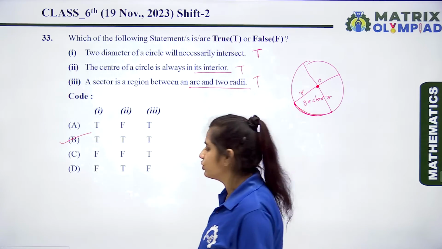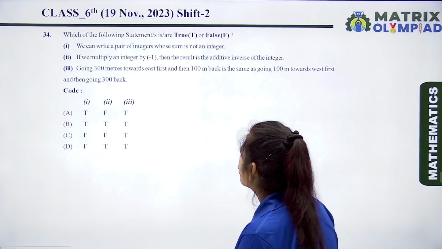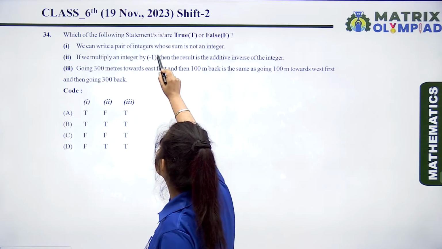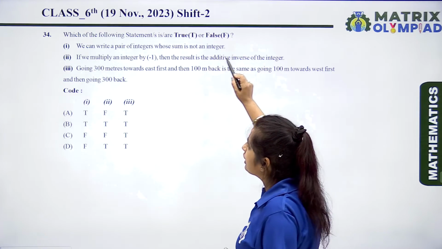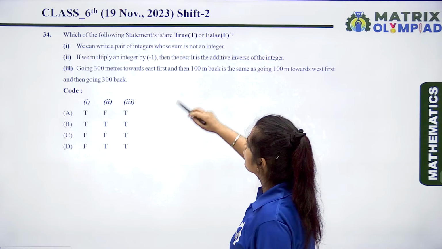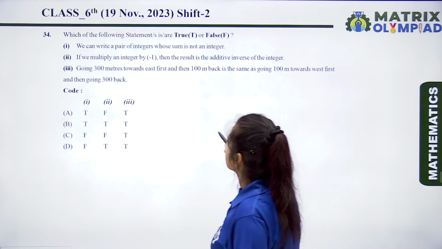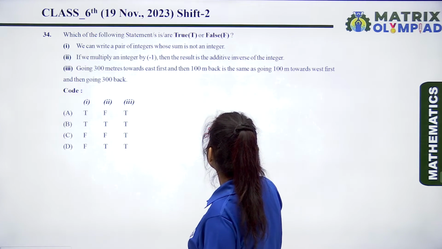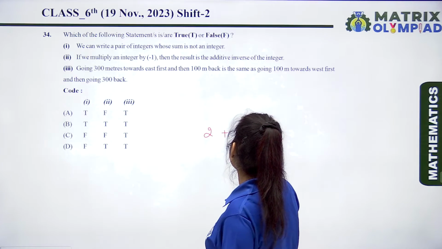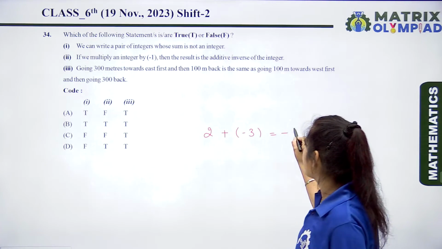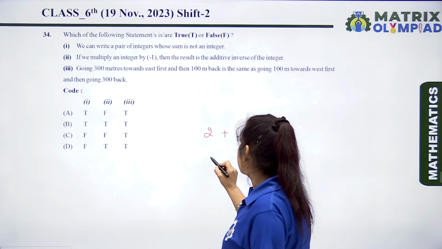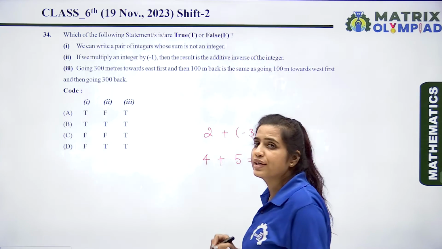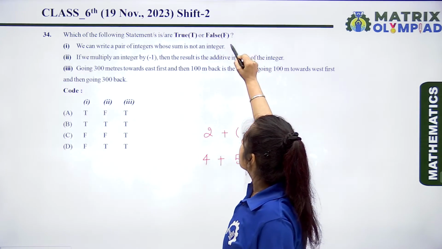Now let's move on to the next question. The next question is question number 34. In this question also we have to find out which statement is true and which is false. The first statement is, we can write a pair of integers whose sum is not an integer. So let's write down 2 integers, 2 plus minus 3. The answer is minus 1, and minus 1 is an integer. Let's take another example. 4 plus 5, this is 9. This is also an integer. So the first statement is false.